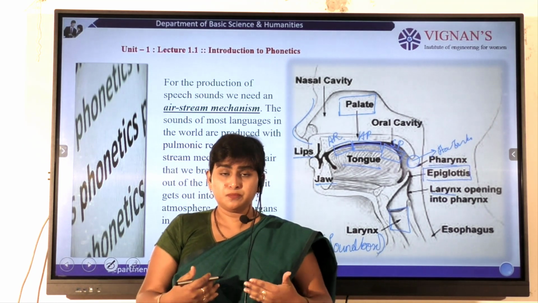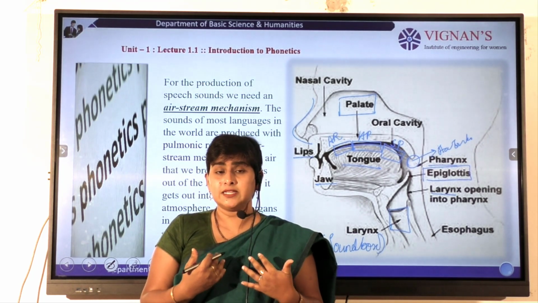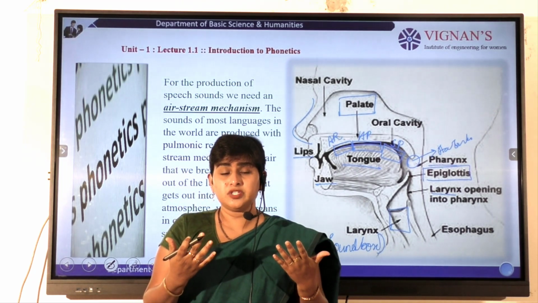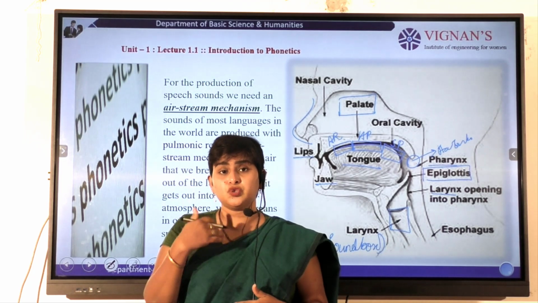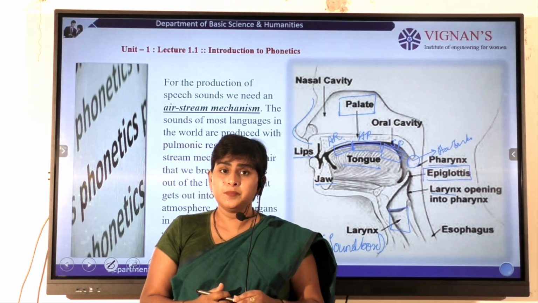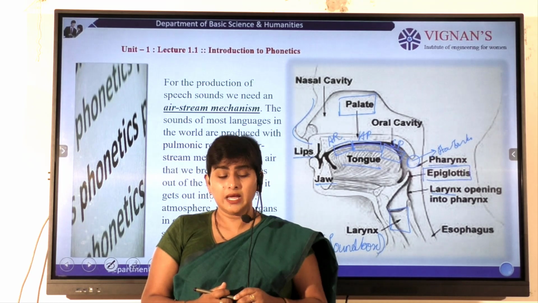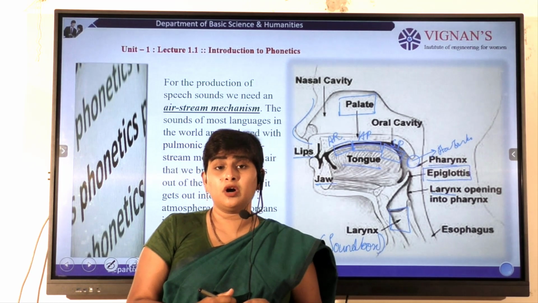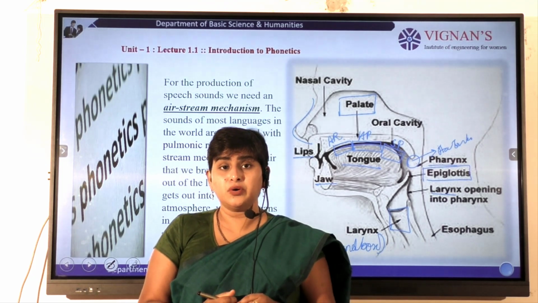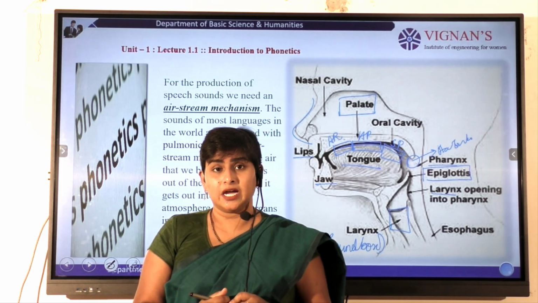The air is pushed from my internal organs towards my lungs, and the lungs push the air towards the upper respiratory tract, and from the upper respiratory tract to the oral cavity, and from the oral cavity to the external atmosphere. This mechanism we term the airstream mechanism. And I further urge you to click on the next video to see the detailed explanation about the airstream mechanism and the production of vowel and consonant sounds.